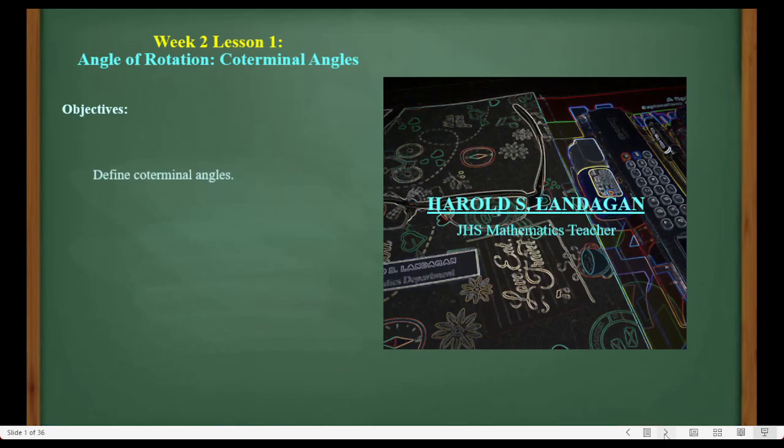And in this video, I'll be discussing angle of rotation, particularly coterminal angles. After watching this video, you should be able to define coterminal angles and find the angle or angles coterminal to the angle in standard position.